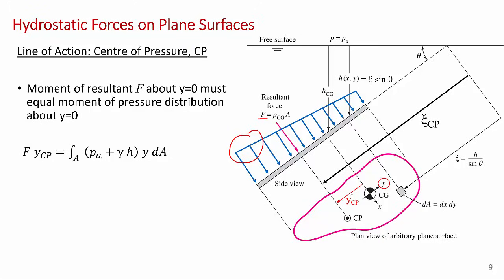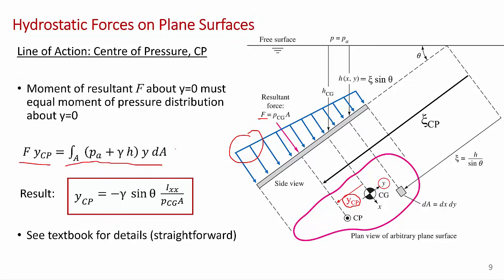So if we're trying to find this distance here, ycp, below the center of gravity, then this resultant force times ycp, that's the moment due to the force, has to equal the moment caused by the distributed pressure distribution, which is the blue curve. So the integral of gamma H times this local y dA. Now, this integral is a little messy. It takes probably half a page to evaluate, but it's very straightforward. And so I'm just going to give you the result.